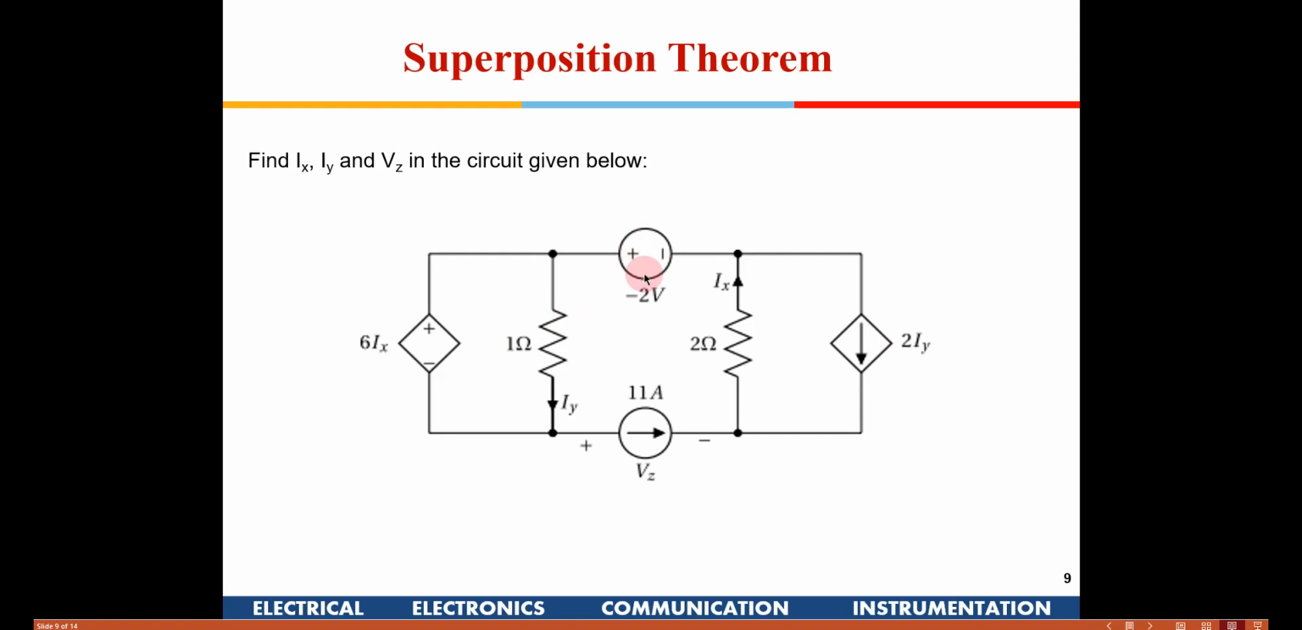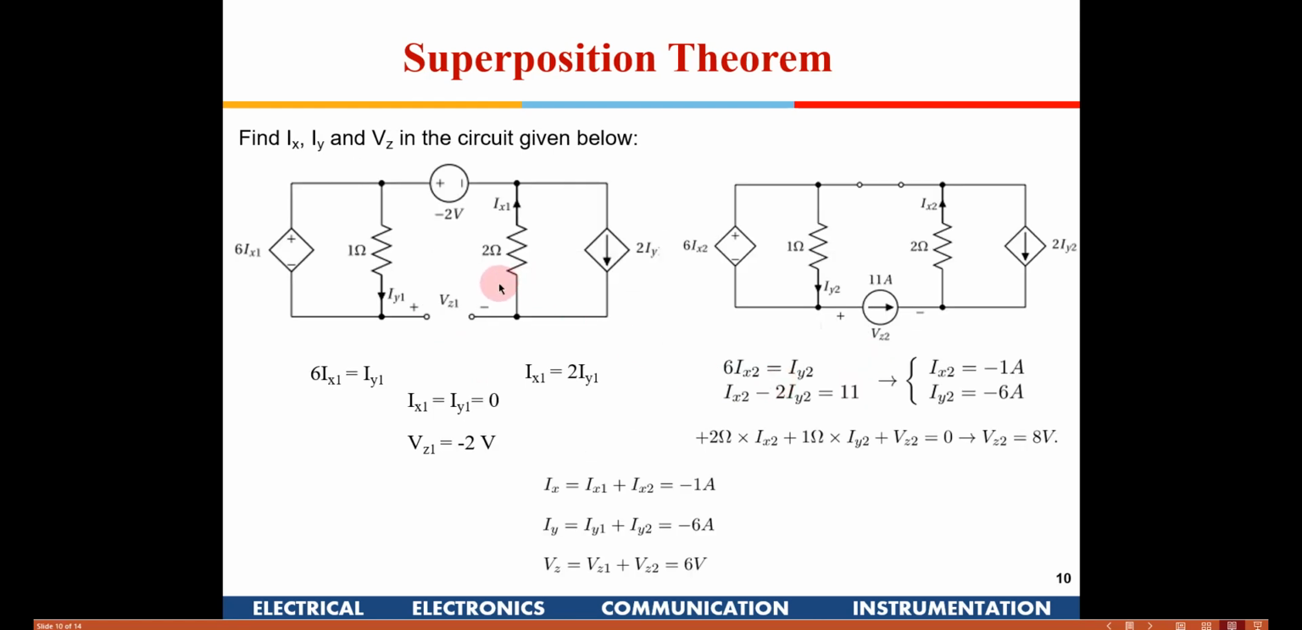So it is not that we make 4 different circuits, one with 2 volt, one with this, and then this. These 2 sources in the rhombus indicate they are dependent sources, so they cannot be removed. For analysis they will remain in the circuit as they are. So let's take the case. In the first case, we are removing this current source, 11 ampere. So this has been removed from here.